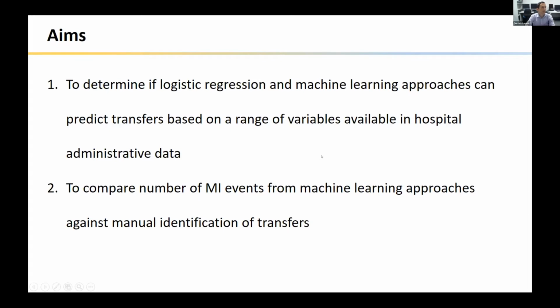So the aims of our study were twofold. Firstly, to determine if logistic regression and machine learning approaches can predict transfers based on a range of variables available in hospital data. Secondly, to compare the number of MI events from machine learning approaches against our manual identification of transfers.